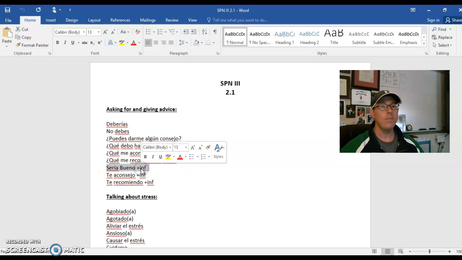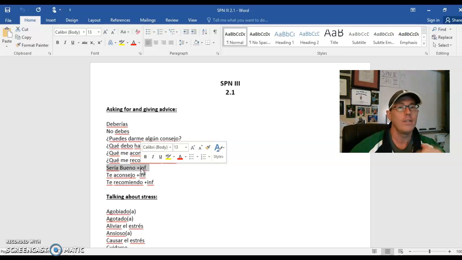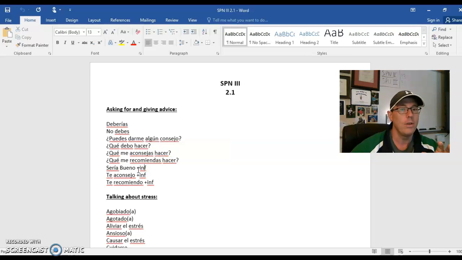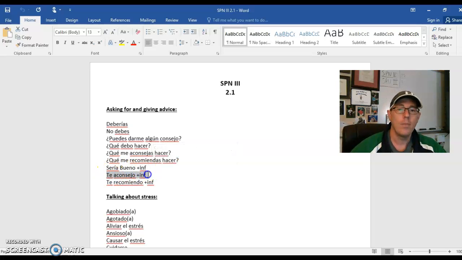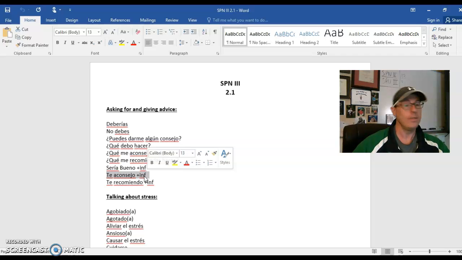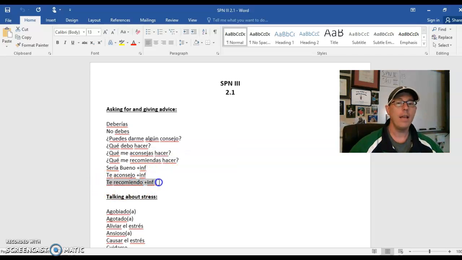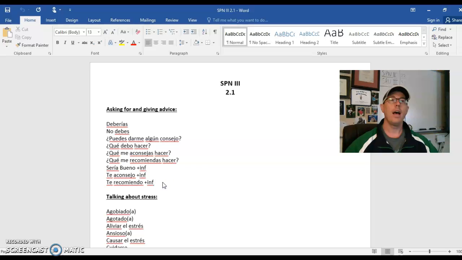Sería bueno. It would be nice if you, now this would be one of those things where it's a sentence fragment, so you have to make sure to put some sort of non-conjugated infinitive afterwards. Like, sería bueno dormir bastante. It'd be nice to sleep enough, something like that. Te aconsejo plus infinitive, I advise you to, dot, dot, dot. And te recomiendo plus infinitive would be like, I recommend that you, dot, dot, dot. So you obviously put in infinitives after each one of those. Okay, continuing on real quick.